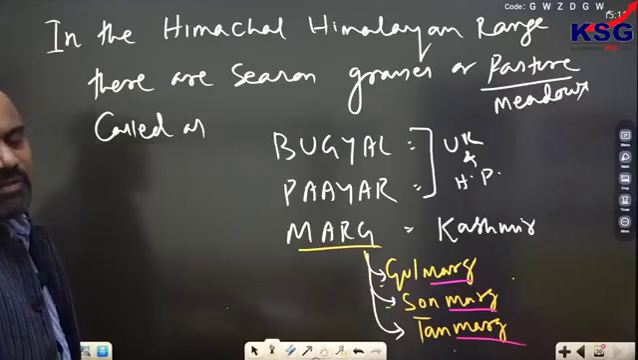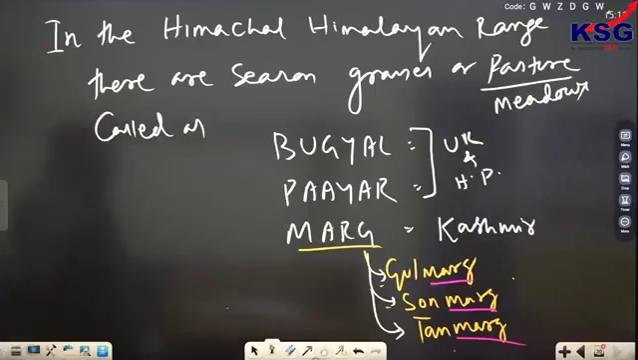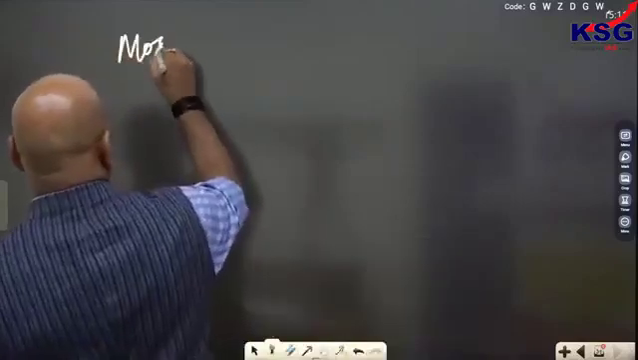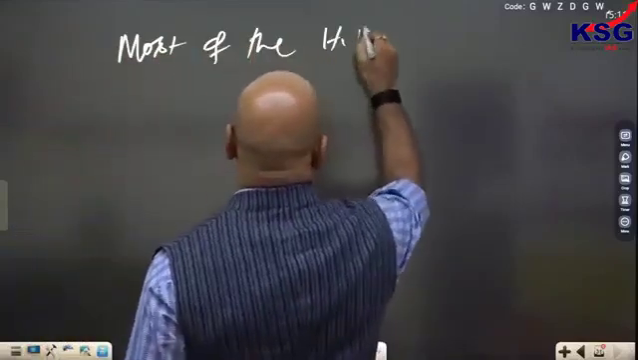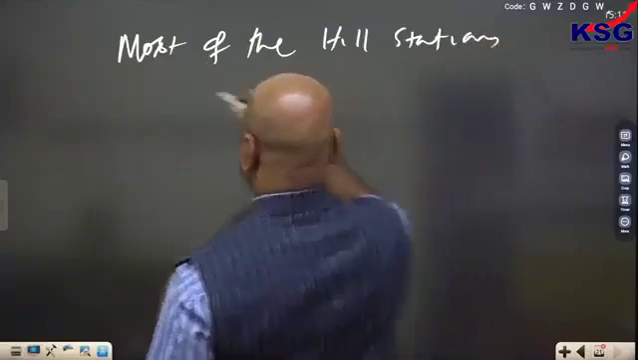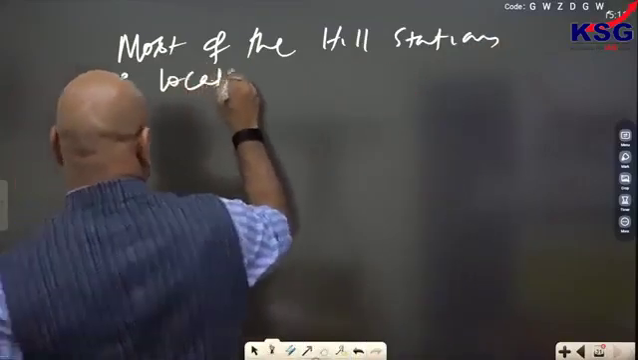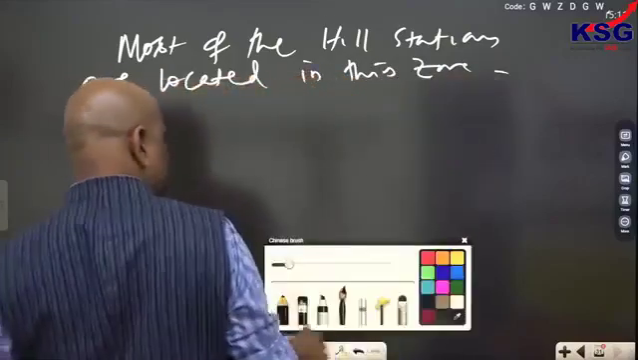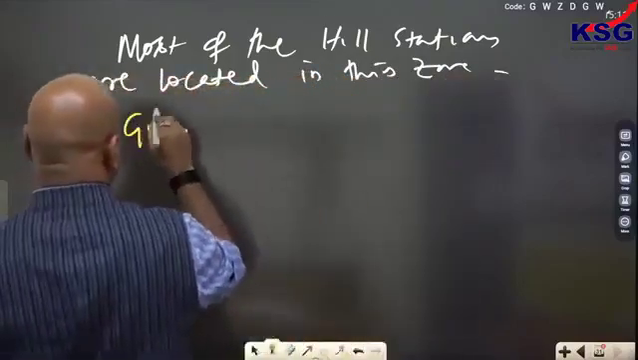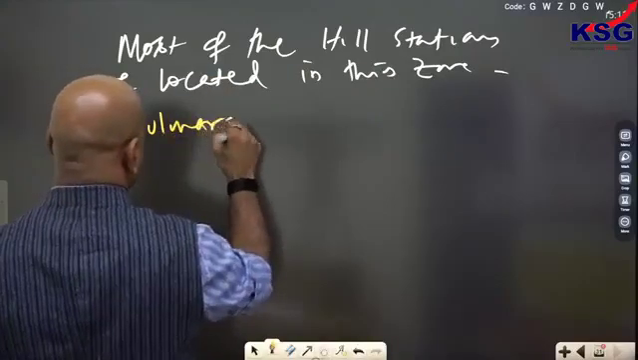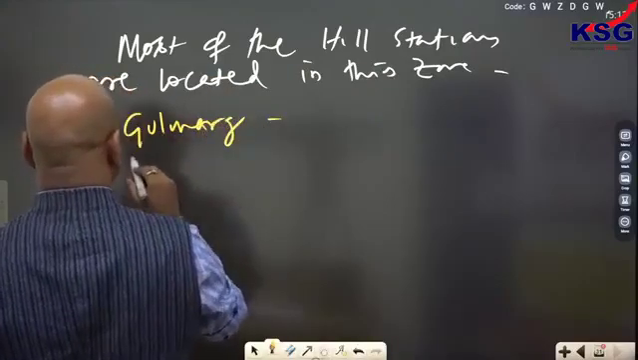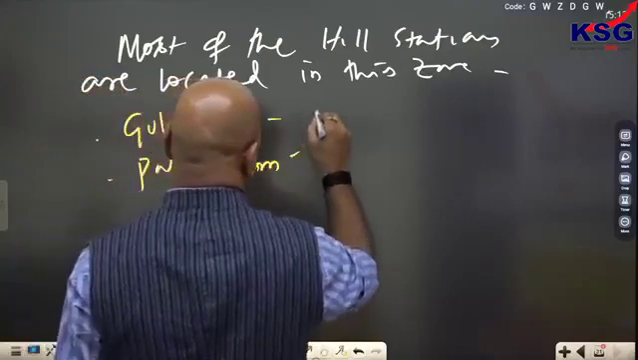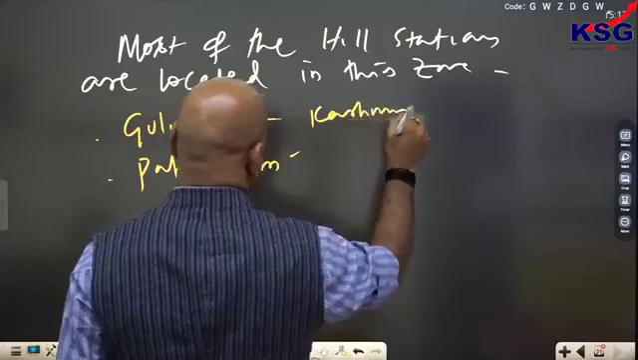These regions, this particular area, is known for a lot of hill stations. Most of the hill stations are located in this zone. यहीं पे ही है. For example, as you said, Gulmarg, Pahalgam, they are in Kashmir.